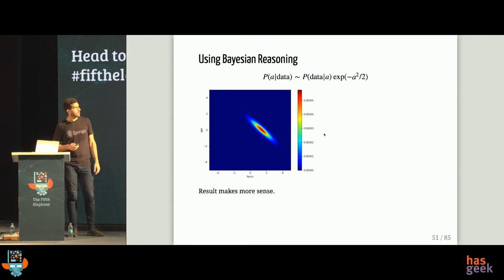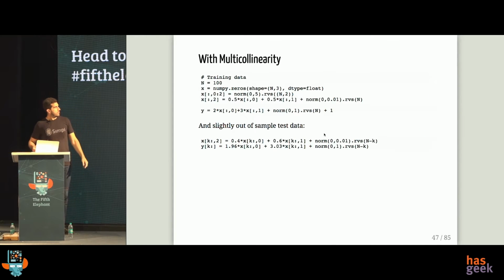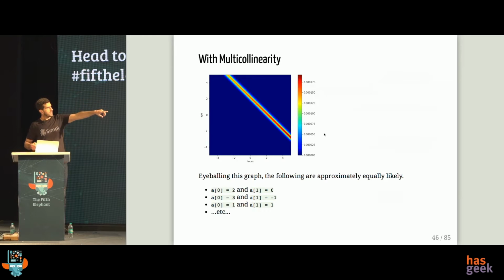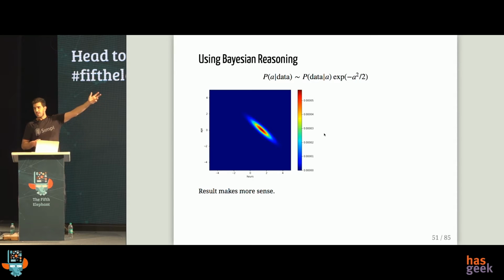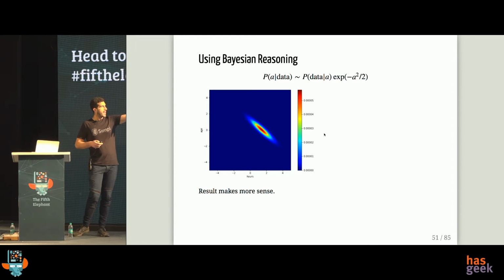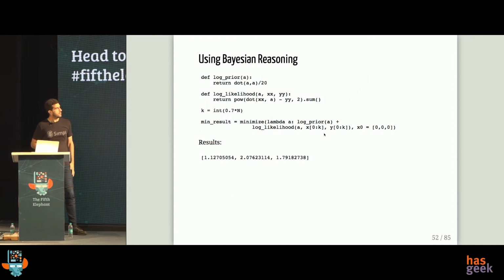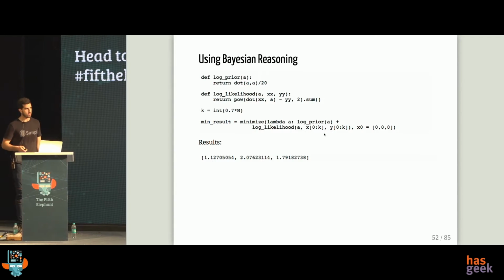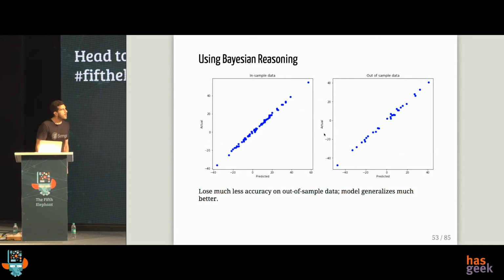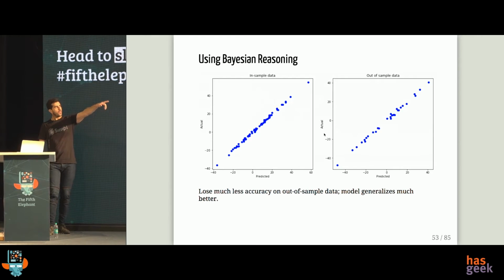Remember, we had this diagonal line. We multiply that by this horizontal line, and we essentially get the intersection. So now we have a pretty clear result that hours matter, age matters, but only a little bit. And so what we would want to do then is max a posteriori again. We'll get results that are not quite as accurate on our test data as we get from ordinary least squares. But on the out-of-sample data, things work really well.